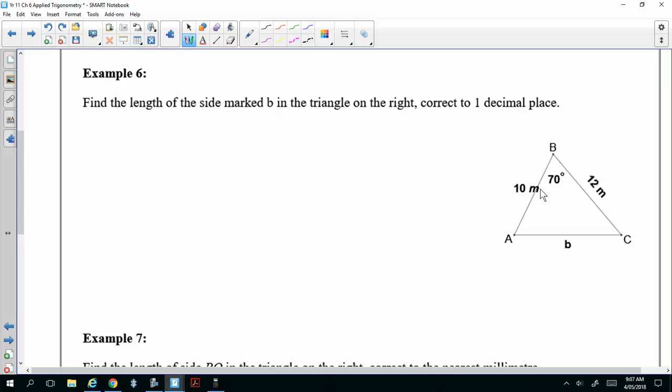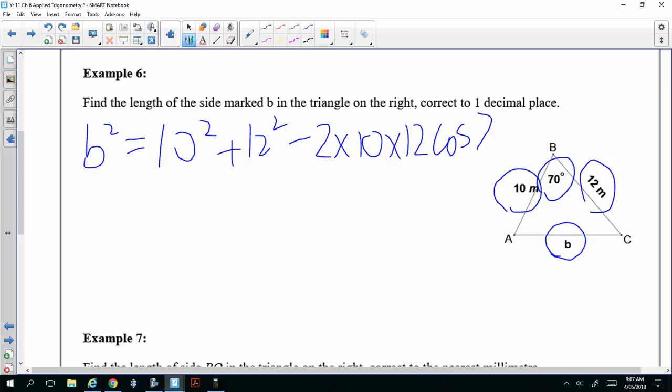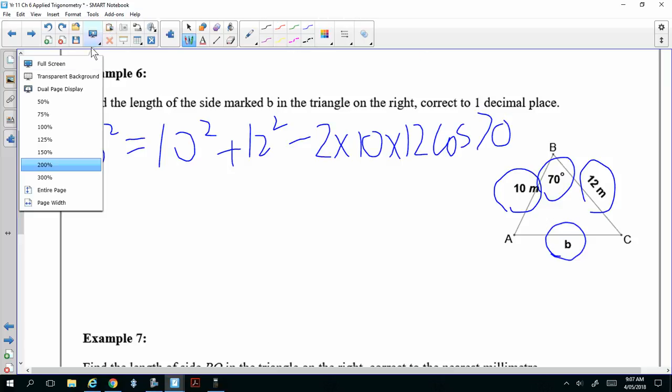We're going to find the side length marked b. So we start off: b squared equals 10 squared plus 12 squared, just like Pythagoras. But then we subtract 2 times 10 times 12 times cos of 70. Get the idea? So it's very easy to use.